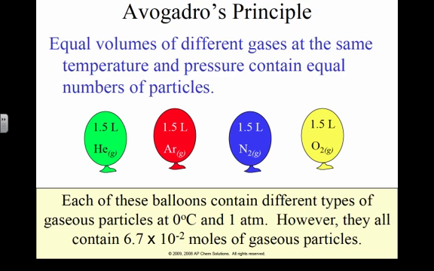Avogadro's principle says that equal volumes of different gases at the same temperature and pressure contain the equal number of particles. So if I have 4 balloons that are the exact same volume, 1.5, 1.5, 1.5, and 1.5, each one of these balloons, even though it has different gases in it, will contain the same number of particles.